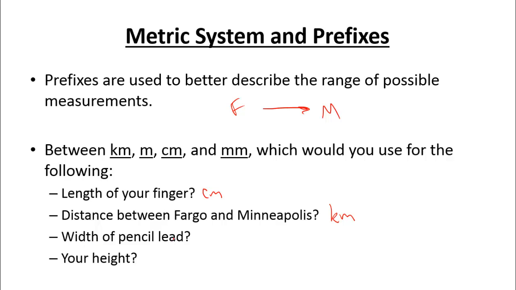The width of your pencil lead is given in millimeters, and you can actually see on the side of your mechanical pencils, it's usually like 0.5 or 0.7 millimeters. And your height is most oftentimes given in meters in the metric system. So prefixes better describe the range of possible measurements, so your numbers are nice. And when we talk about nice numbers, we mean like 1.7 versus 1,700 millimeters. My height is approximately 1.7 meters. So just better numbers come when you use the prefix system appropriately.